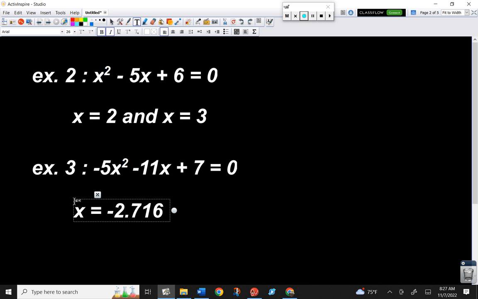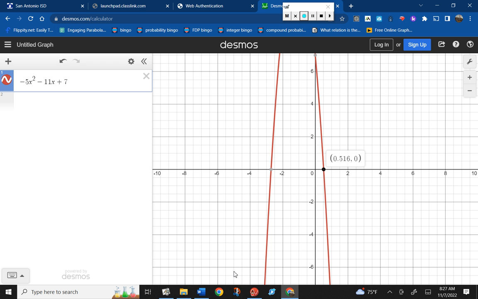So go here and write x equals negative 2.716 and x equals 0.516. And there you go. That's how you solve it using Desmos.